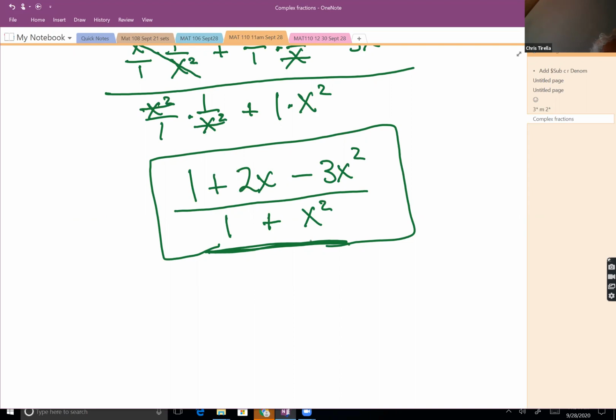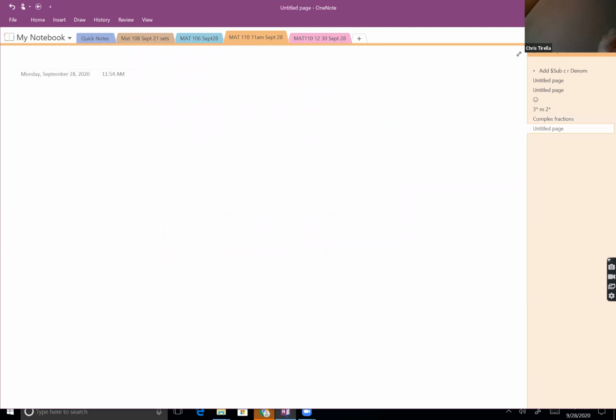Let's look at one more. I think we have time for, actually we have time for a couple more. This time I'm going to have y to the negative 1 plus y plus 5 to the negative 1 over 5.